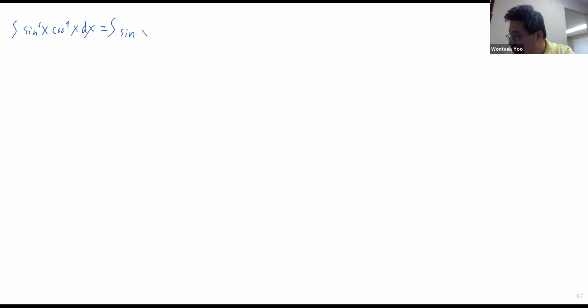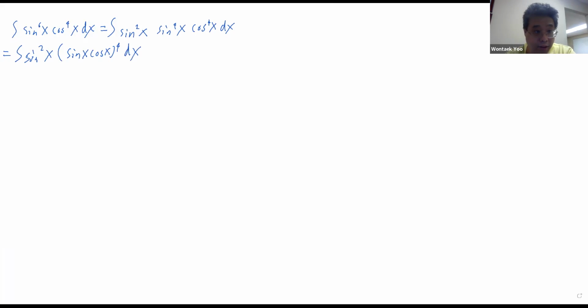the square of it times the fourth power of it, times cosine to the fourth power, which we already have, dx. Now, using the property of exponents, we can rewrite this as sine squared x times the quantity sine of x cosine of x, to the fourth, dx. Why did we do this?